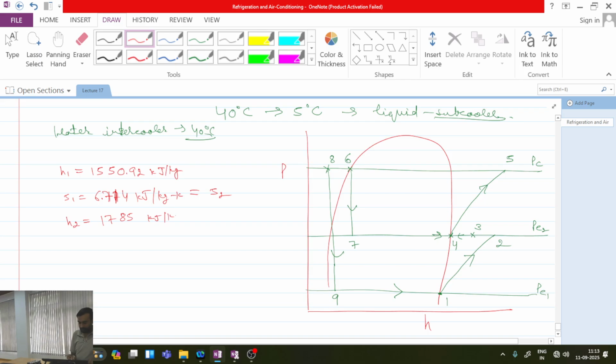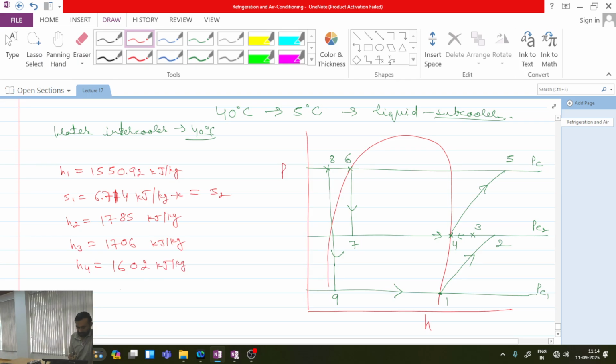1785 kilojoule per kg. H3 also I will be knowing, because I know temperature of point 3, which is 40 degrees Celsius, because 2 to 3 water subcooler is doing subcooling. Okay. So how much will be H3? 1706 kilojoule per kg. Then H4 will be nothing but saturated vapor state at minus 2 degree Celsius. So how much it is? 1602.